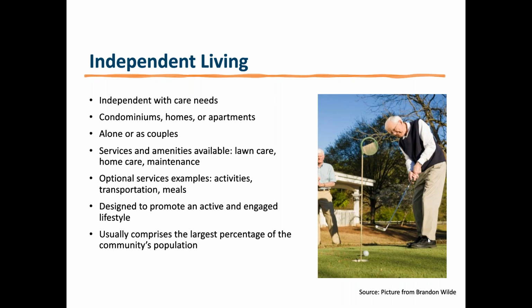The first level of care is independent living. This is where most people join CCRCs. They are independent with care needs, live in condominiums, homes, or apartments, alone or as couples. Services and amenities are available to them: lawn care, home care, maintenance, pools, and recreation. Optional service examples include activities, transportation, and meals, and many are fine dining meals indeed. These services are designed to promote an active and engaged lifestyle, and this level of care usually comprises the largest percentage of the community's population.